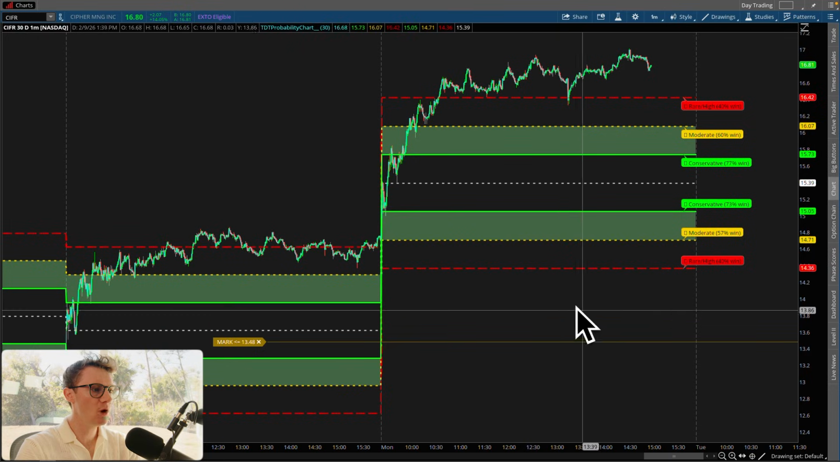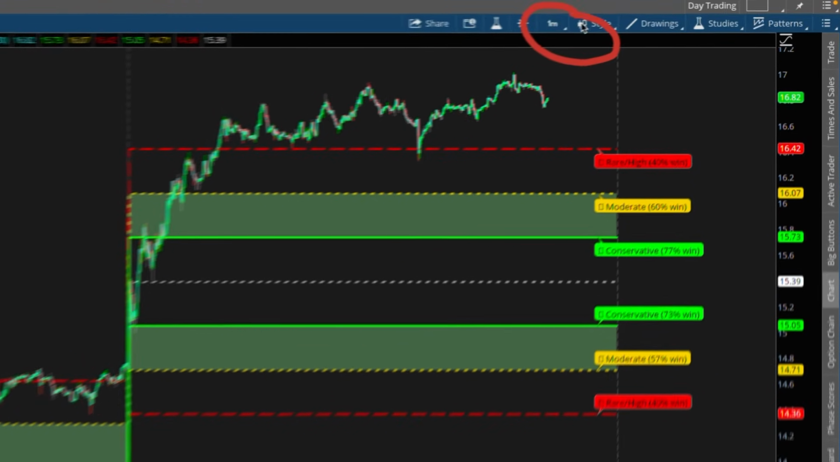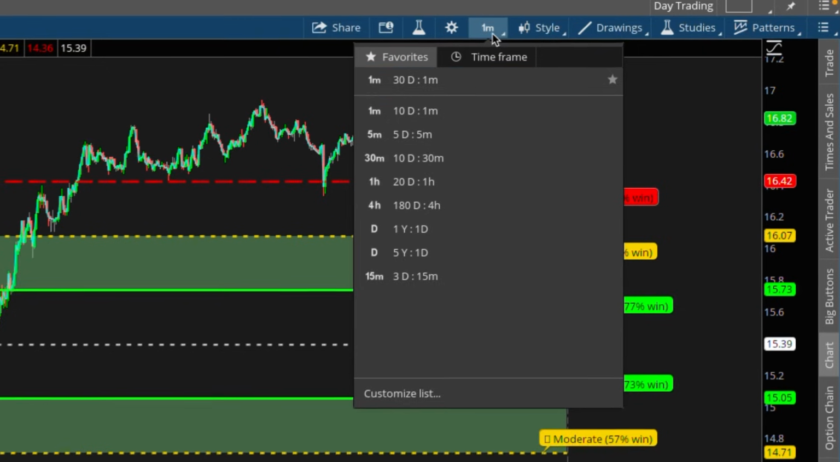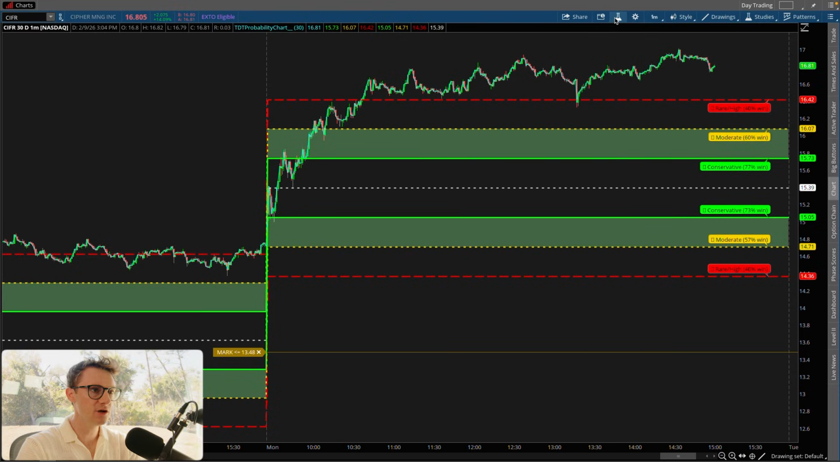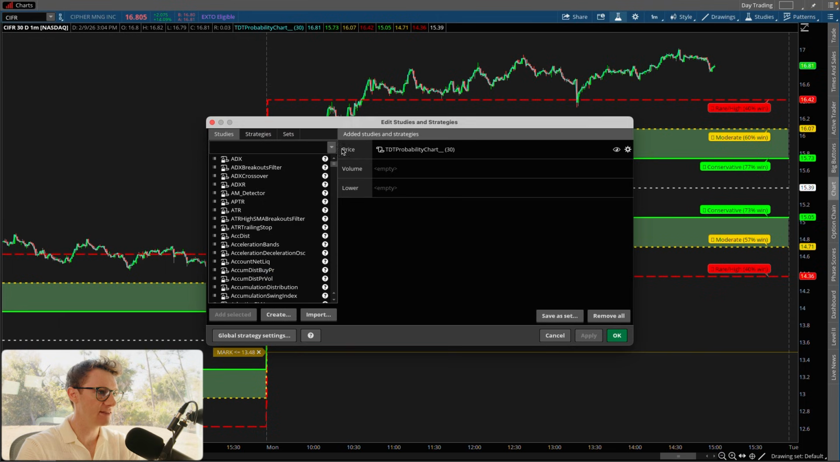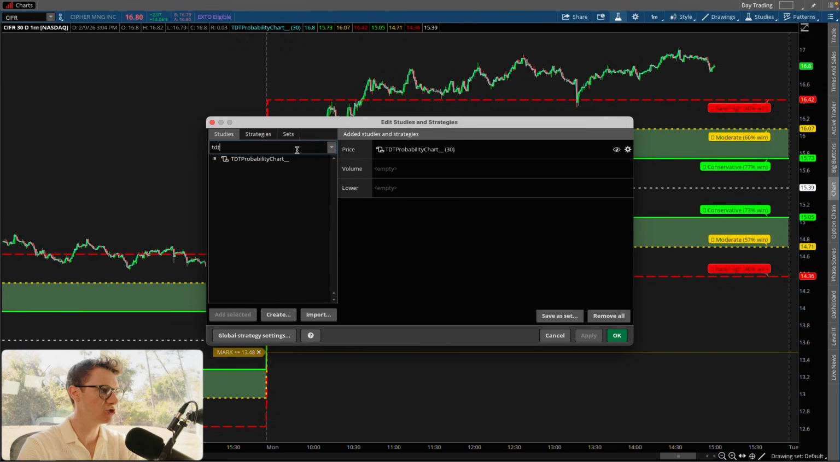Now, the first thing you want to do is pull up a 1 minute 30-day time frame. That means that each candle is going to represent 1 minute of time. Once you've installed the probability chart, I will cover that at the end of this video, you're just going to look for a TDT probability chart. It's going to be under studies. And again, you can find studies right here. This is on the TOS trading platform.